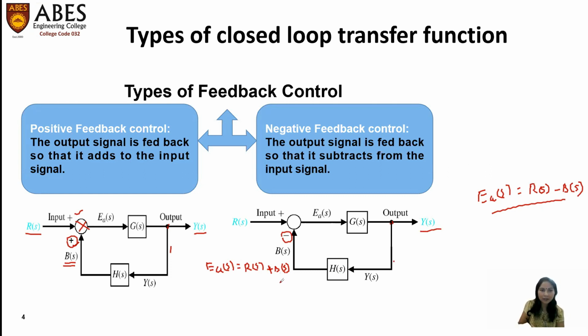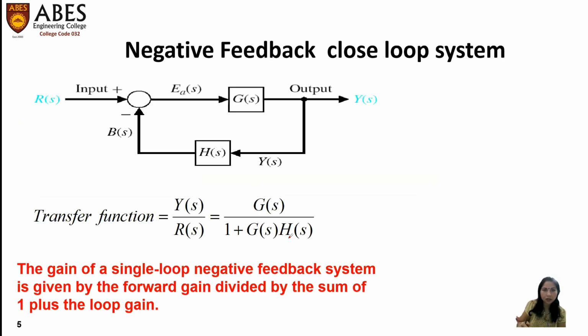So in this slide, we have seen two types of feedback control. One is the positive feedback control, another one is the negative feedback control. Always remember one thing: if the feedback signal has a positive sign, then it will be a positive feedback control system. And if it has a negative sign, then it will be a negative feedback control system. Now, let's start with the negative feedback closed loop system.